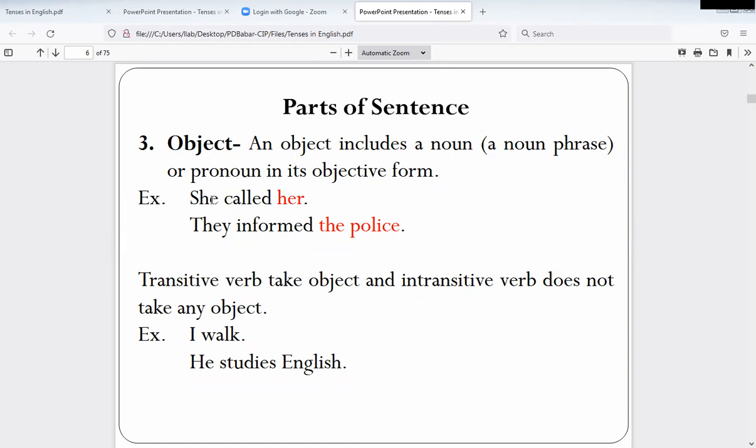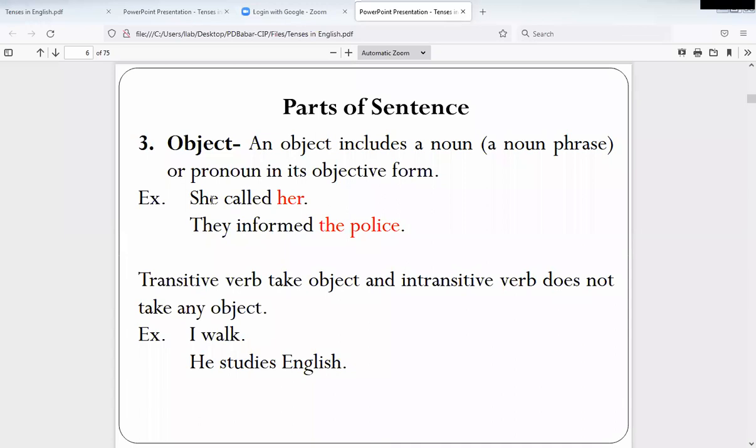If we want to make the passive of that sentence, then we use the objective form, and she has the objective form her. She called her. So here her is the objective form of the pronoun she. She is the subjective form and its objective form is her. So, she called her. Here her works as the object, and it is the objective form of she.